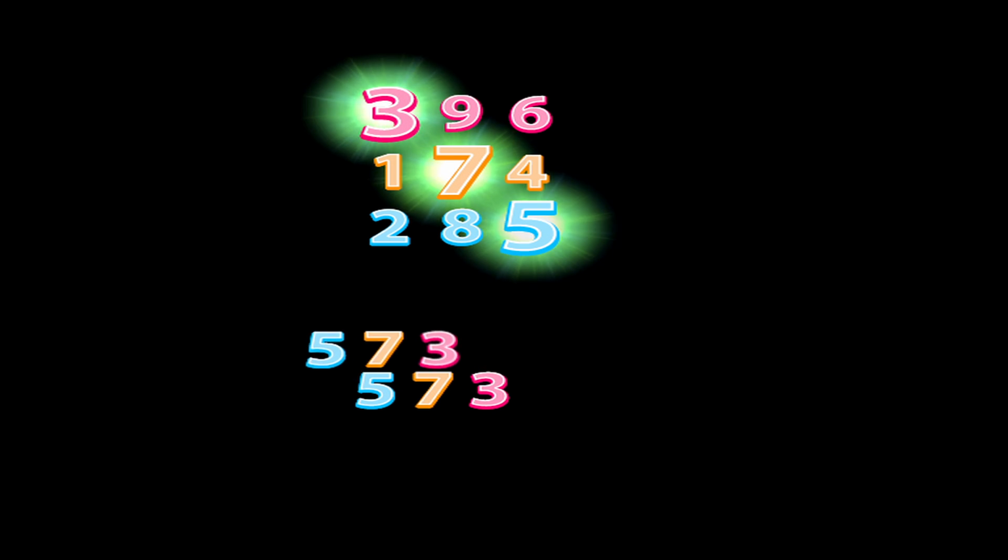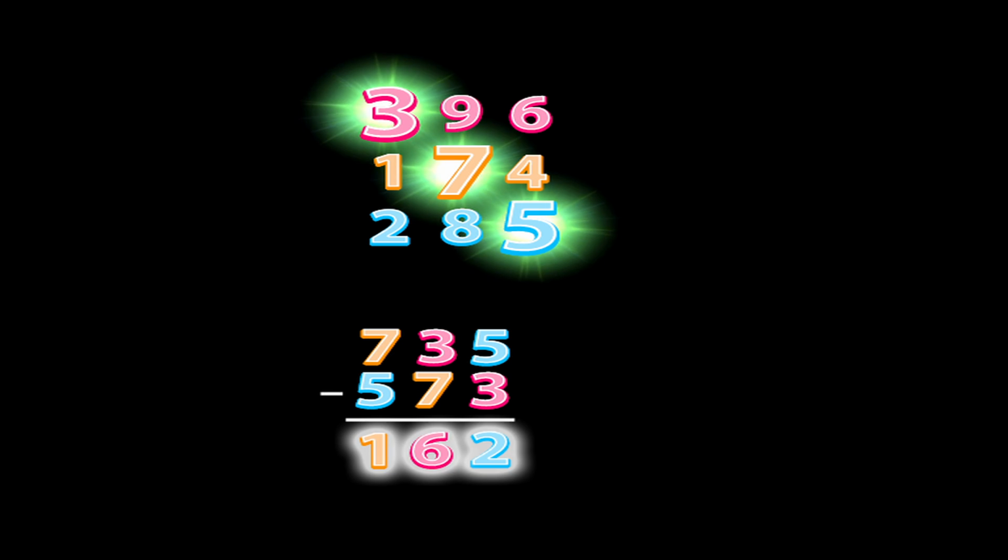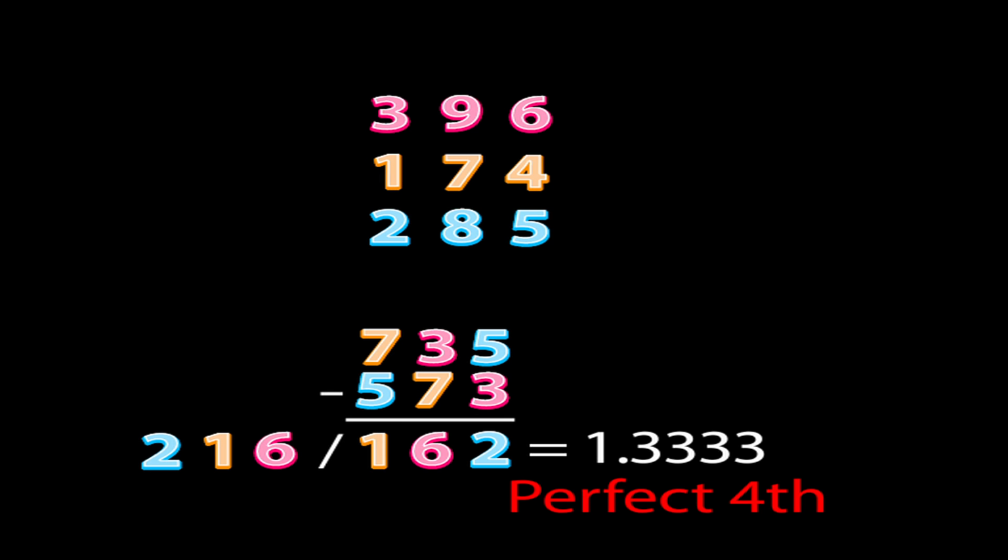This one I start at the 5, go through the middle to the 7 and the 3, and I subtract that from its shifted pair, and I get 162. Divide that from the 216, and I get a perfect fourth.